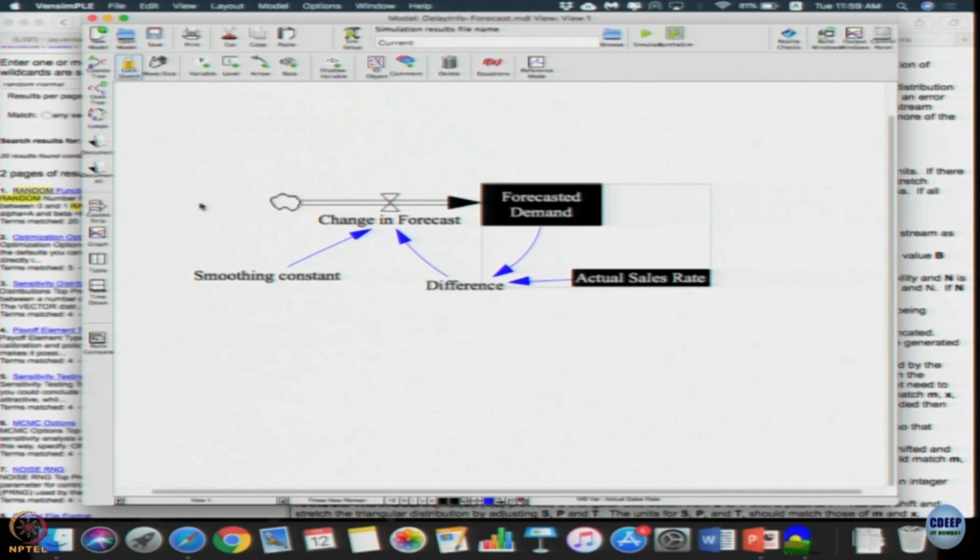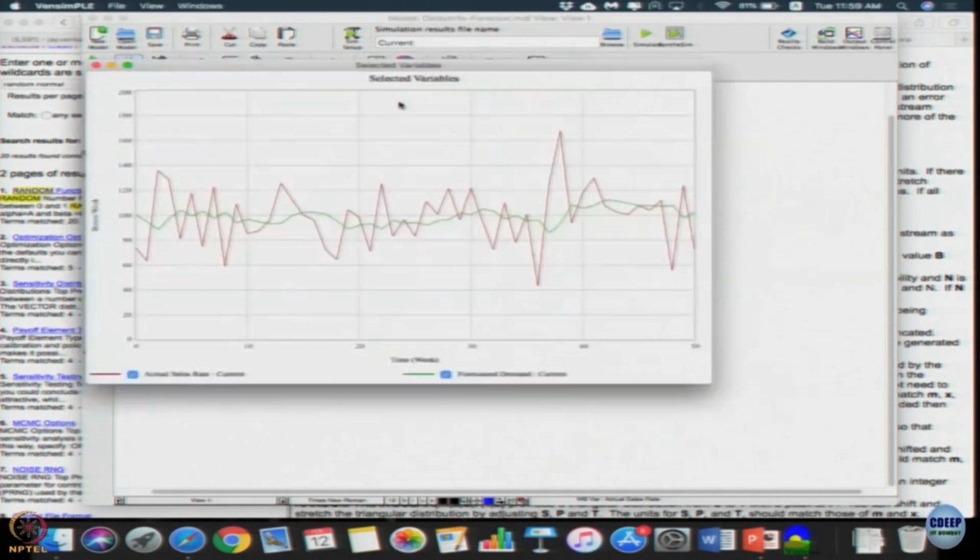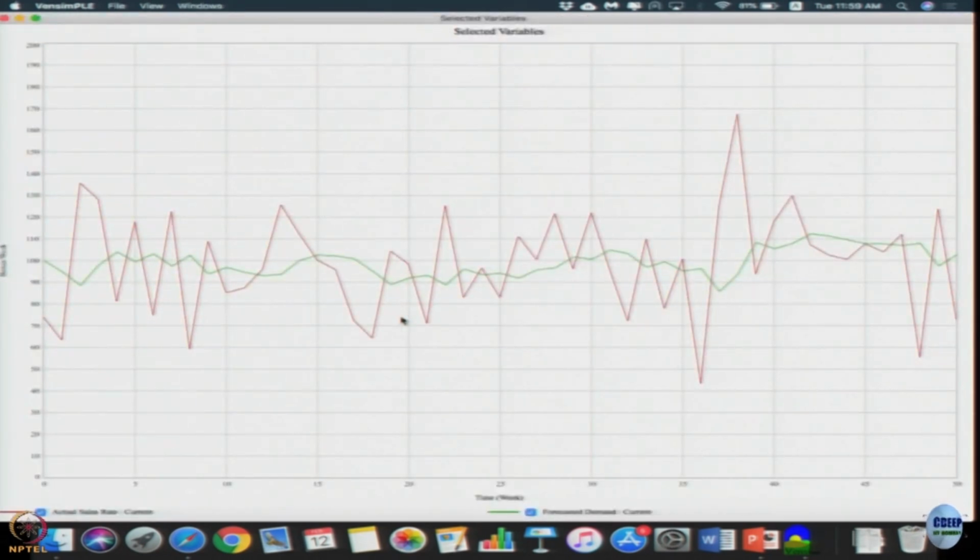Now, let us do forecast and this together. The green line in the middle is the forecast. So, as you can see, it is doing exponential smoothing. So, it is not going to go to the extremes because it is only 0.2. You get the green line like this, it does not react so much to the demand pattern.